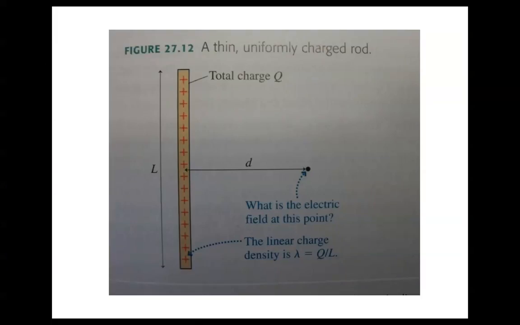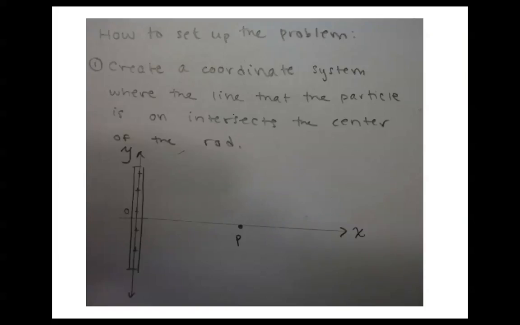The figure is of a thin and uniformly charged positive rod. We want to calculate the electric field strength at a distance d in the plane that bisects the rod. To begin, we must set up a coordinate system where the plane that the point P is on bisects the center of the rod. This gives us an x and y axis to work with.